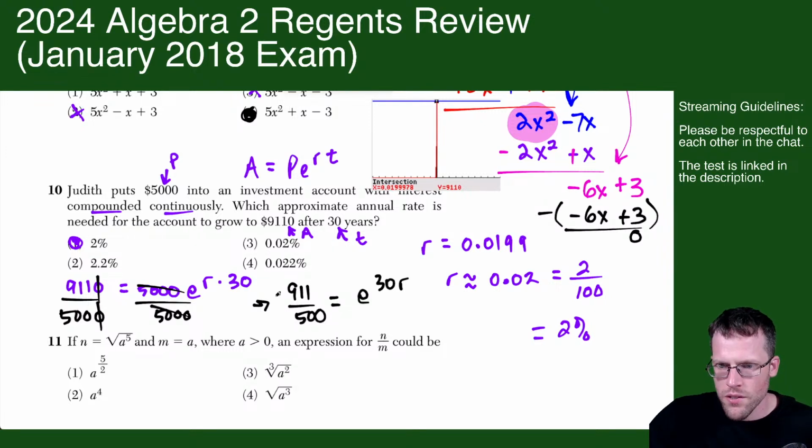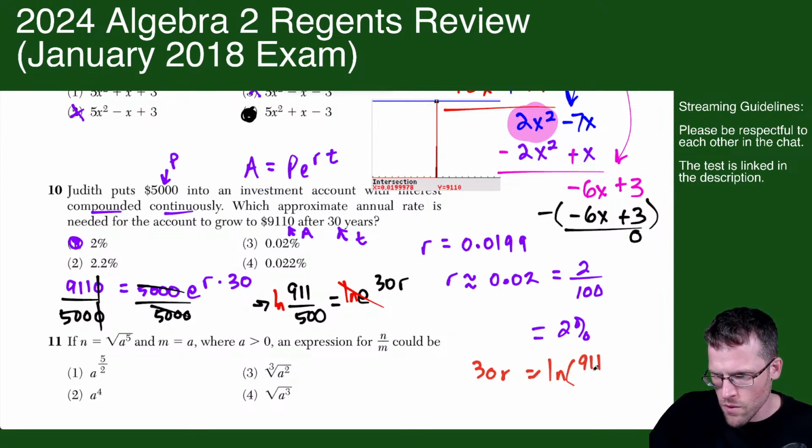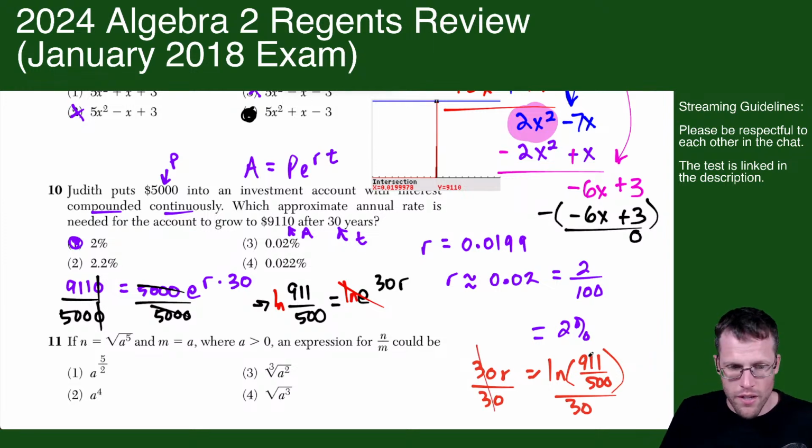And from here, you just natural log both sides. Natural log and E cancel. Now I have 30R left on the right, which equals natural log of 911 over 500. And then just divide both sides by 30. And that expression should give us the exact same thing.